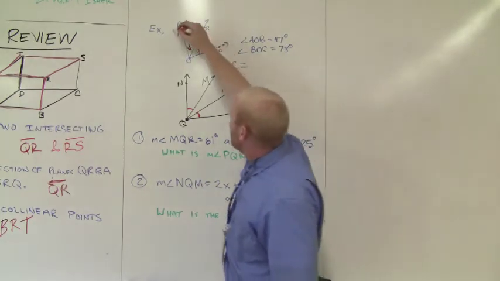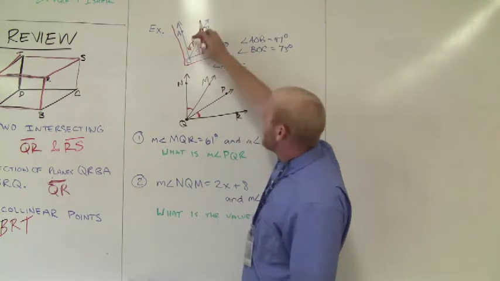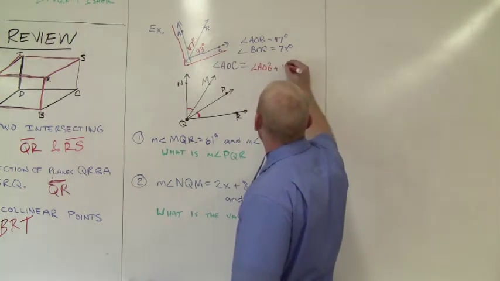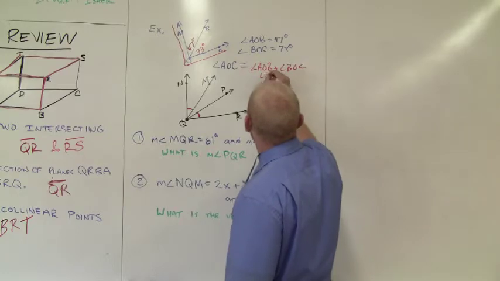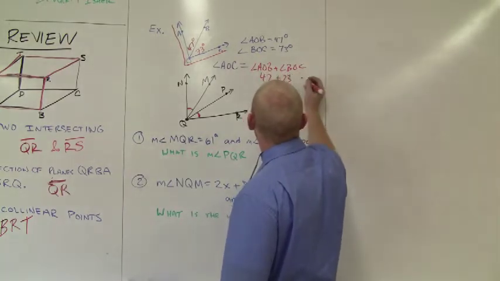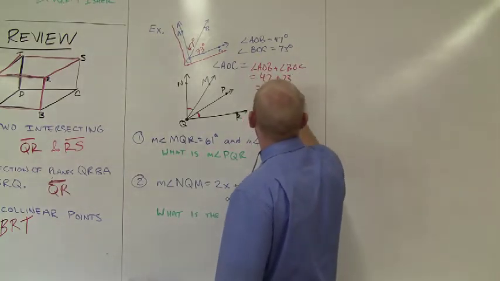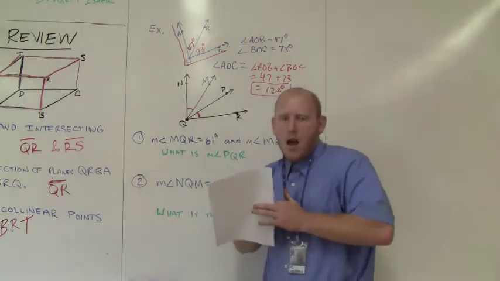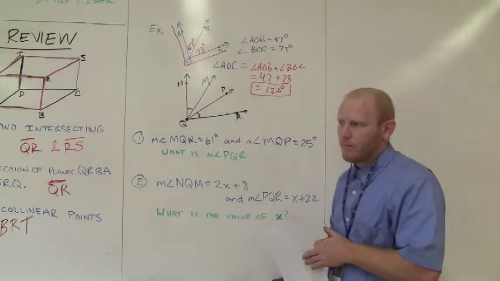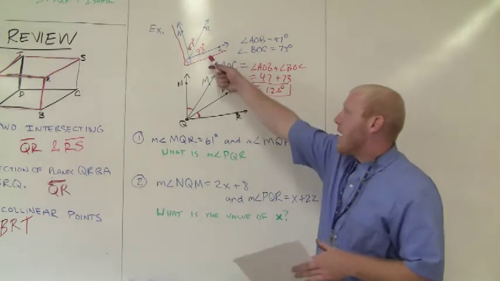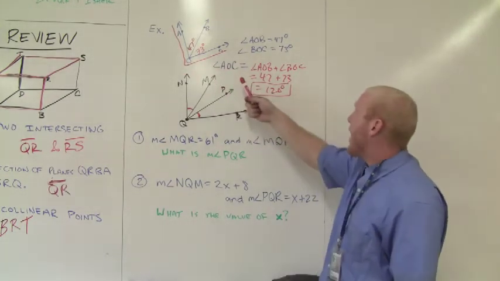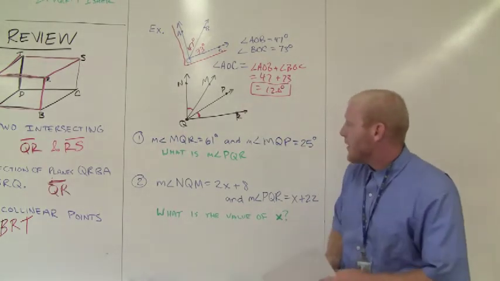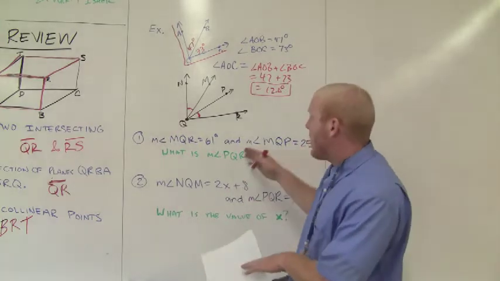Angle AOC is this whole thing. So I need this plus this. So it would be angle AOB plus angle BOC. So 47 plus 73. And what's that equal? 120 degrees. That's called the angle addition postulate. If you add those 2 angles, that's the bigger angle. So angle AOC equals 120 degrees.